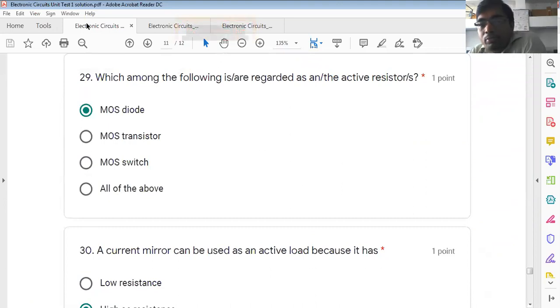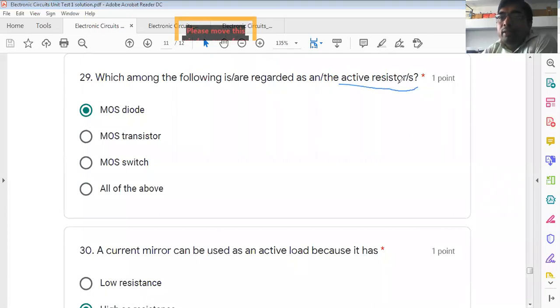Now, which among the following is considered as an active resistor? We know that we can make the MOSFET act as a resistor and it is called an active resistor. For that purpose we use the MOSFET as a diode. When you connect the gate terminal to the drain terminal, shorting the gate to the drain, it becomes a MOS diode and acts as an active resistor. So we have already learned this.